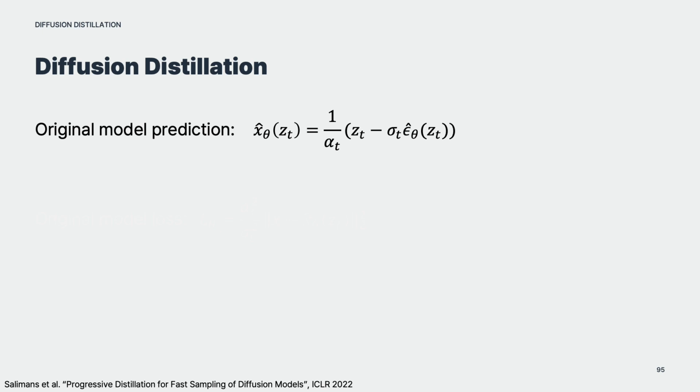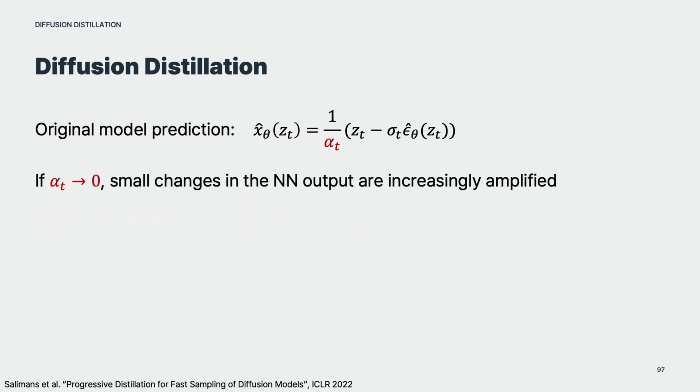However, diffusion distillation also has its own challenges. The prediction of the original model can be expressed by the following equation, where it generally predicts epsilon in order to estimate the original image x hat. Here, alpha plays an important role as it is the parameter responsible for the signal term in the log SNR. If alpha approaches 0, the output of our neural network will inevitably be increasingly amplified.